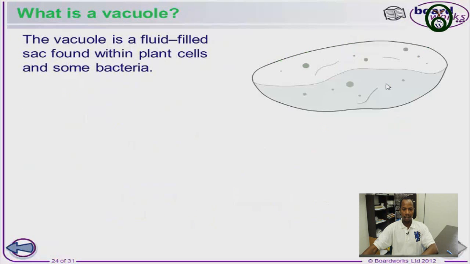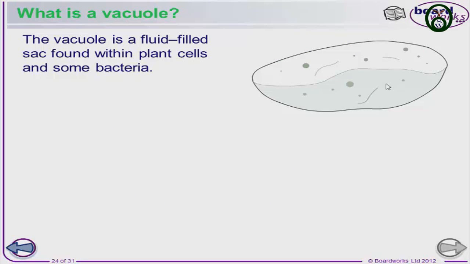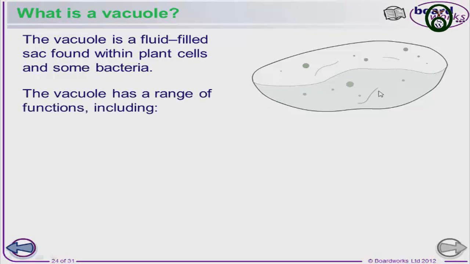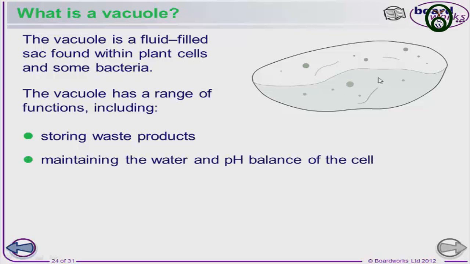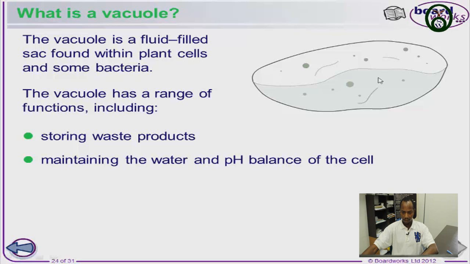Now let's take a look at the vacuole, the cell vacuole. The vacuole, we said, is a fluid-filled sac which contains water and nutrients of the plants. Now the vacuole has a range of functions. One is storing waste products. The vacuole helps the cell or the organism to store waste products. Another one is maintaining the water and the pH balance of the cell.